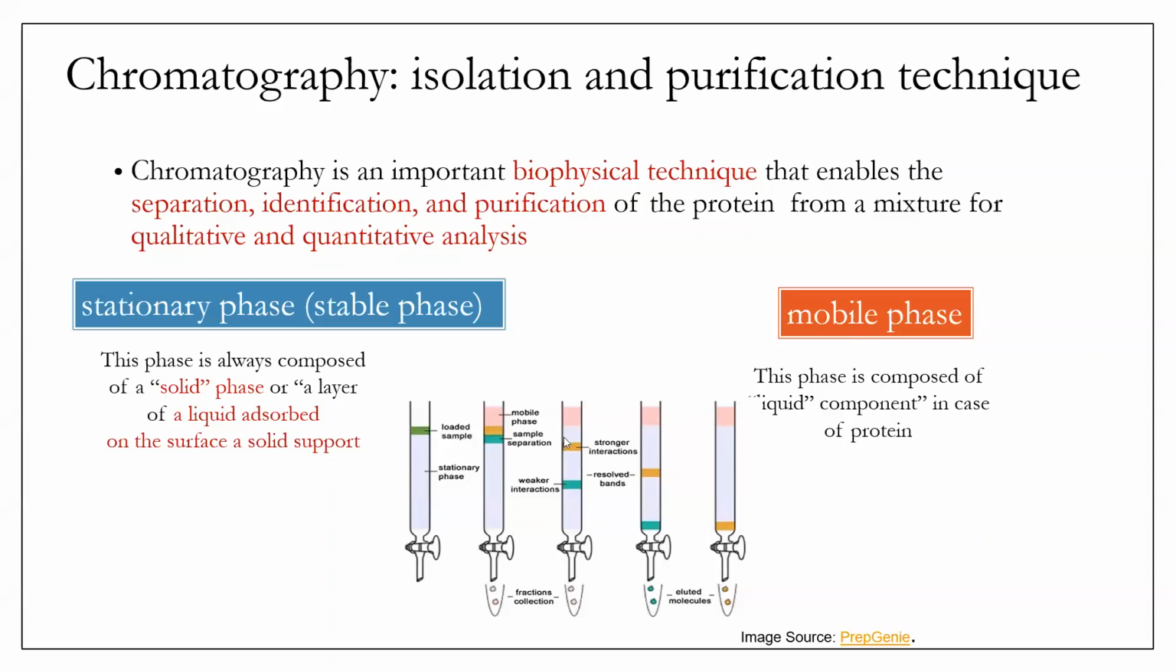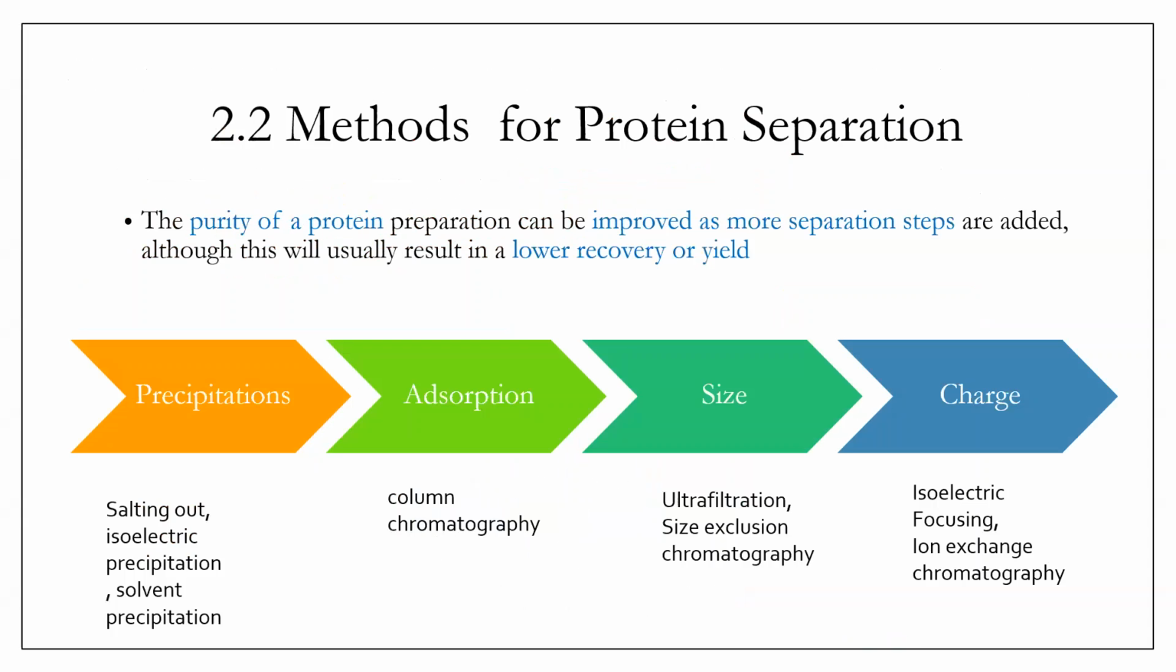Based on their interaction with the stationary phase, with the movement of the mobile phase, your protein of interest can be separated. The stronger the interaction between the stationary phase and your protein, the later that protein will be eluted, and the weaker the interaction, the sooner the protein will be eluted.